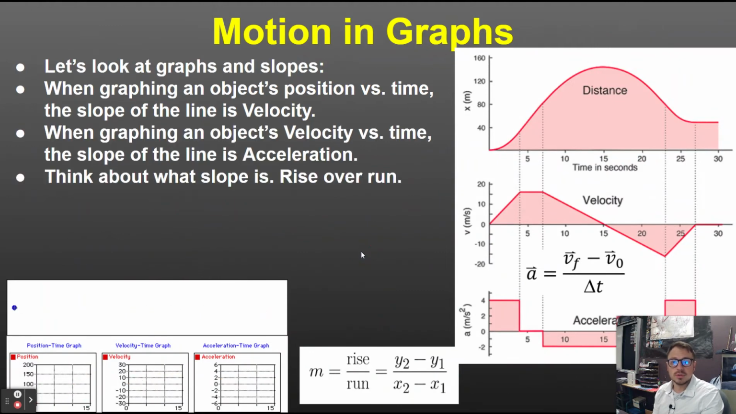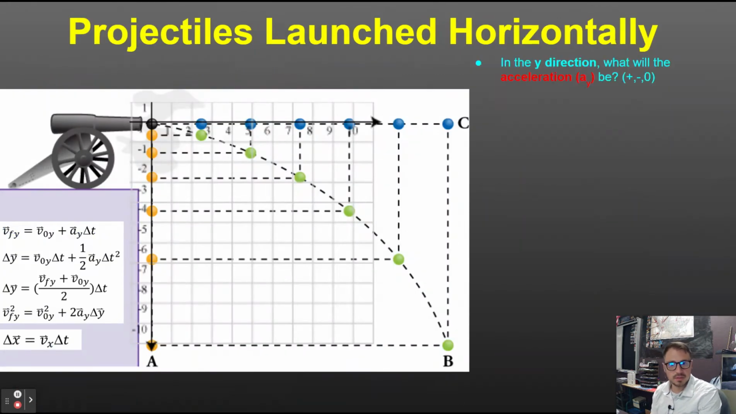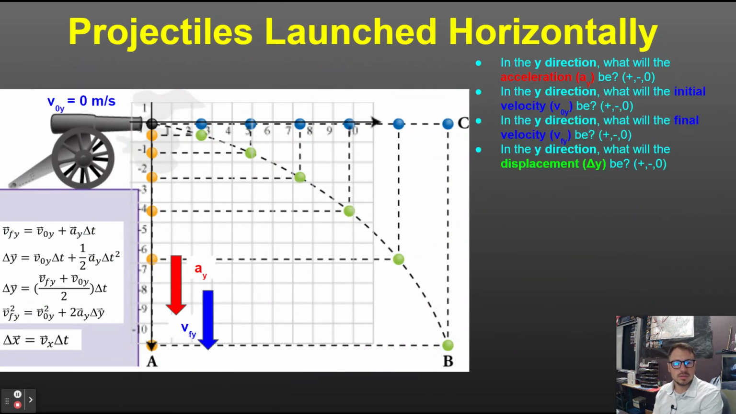So the graphs still remain the same, right? When graphing an object's position versus time, the slope of the line is velocity. When graphing an object's velocity versus time, the slope of the line is acceleration. So if we look at what all this means, right? The acceleration in the y direction is negative, right? The initial velocity in the y direction is 0. This is just a drop projectile, those yellow objects traveling. The final velocity, as it's moving down, is going to be negative. And the displacement is negative because it ends below where it started. It ends below the origin.